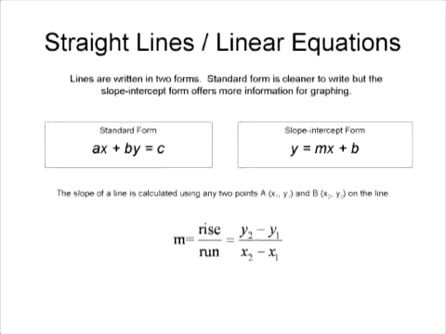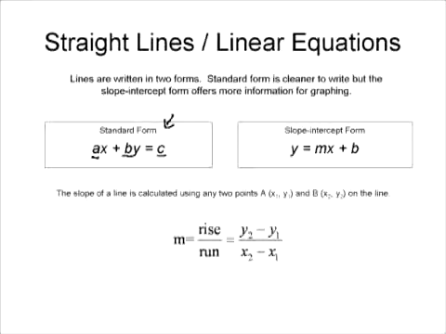Now, we're going to start by looking at straight lines, or linear equations. We're going to get away from saying straight lines and use the proper terminology of linear equations in grade 11. So lines are written in 2 forms. We have standard form and we have slope y-intercept form. If we look at standard form, as we can see, the coefficients are A, B, and C. Now, these coefficients tell you nothing about the line. They don't tell you the slope, they don't tell you anything about it, they just put it in standard form.